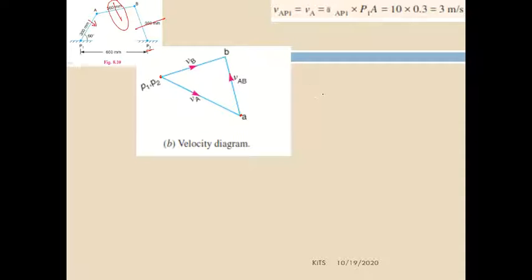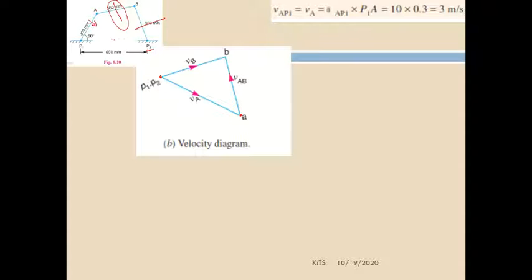Next, we have to draw the acceleration diagram. First we have drawn the space diagram, next the velocity diagram, and next we have to draw the acceleration diagram. Before we draw the acceleration diagram, we have to find out certain values. Before we drew the velocity diagram, we had to find the velocity value of P1A, and with the velocity of P1A only, we drew the other lines. Similarly, before we start drawing the acceleration diagram, we have to find out certain acceleration values.